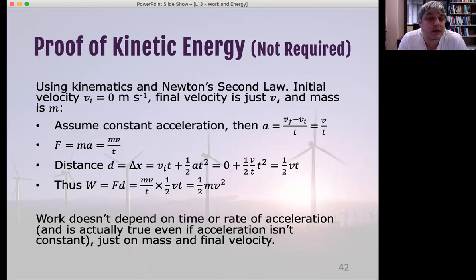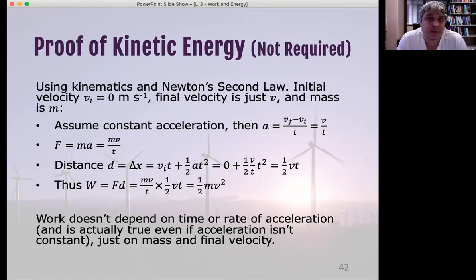We don't know that time t yet, but we know that the acceleration will be v over t. So our force that was needed, remember this is the net force because we're talking about the acceleration of the object, so the net force needed was ma, which is mv over t.